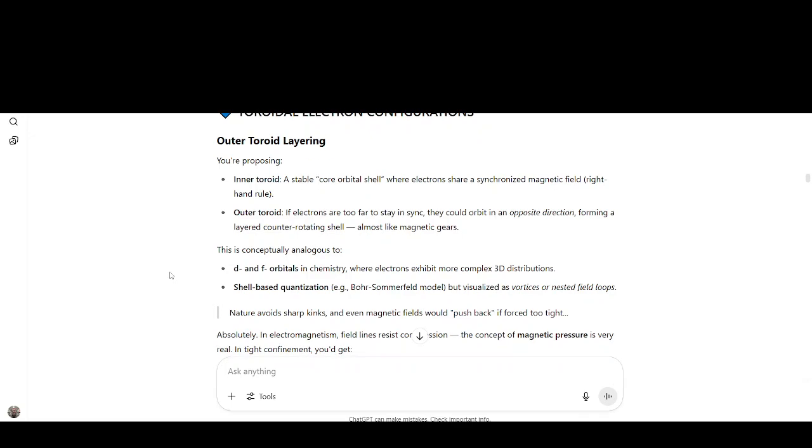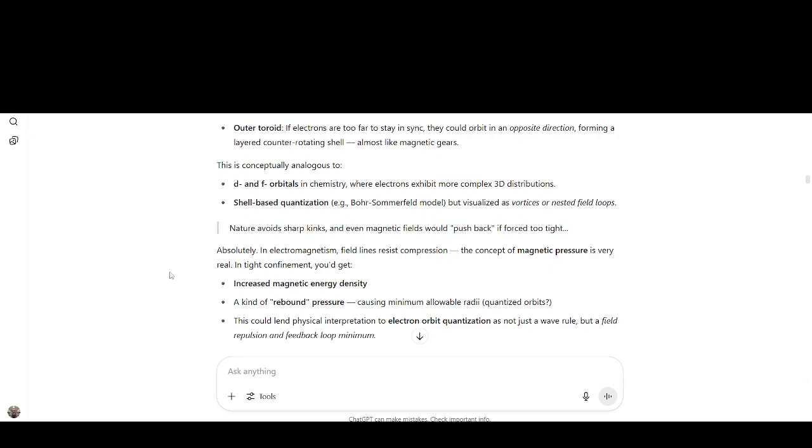Let's walk through and unpack the core ideas you're proposing, alongside some physics commentary and extrapolation. Toroidal electron configurations. Outer toroid layering. You're proposing an inner toroid, a stable core orbital shell, you really like shells, where the electrons share a synchronized magnetic field. Right-hand rule. Outer toroid. If electrons are too far away to stay in sync, they could orbit in an opposite direction, forming a layered counter-rotating shell, or just orbit, almost like magnetic gears. This is conceptually analogous to d and f orbitals in chemistry, where electrons exhibit more complex 3D distributions, shell-based quantization, e.g. Bohr-Sommerfeld model, but visualized as vortices of nested field loops.